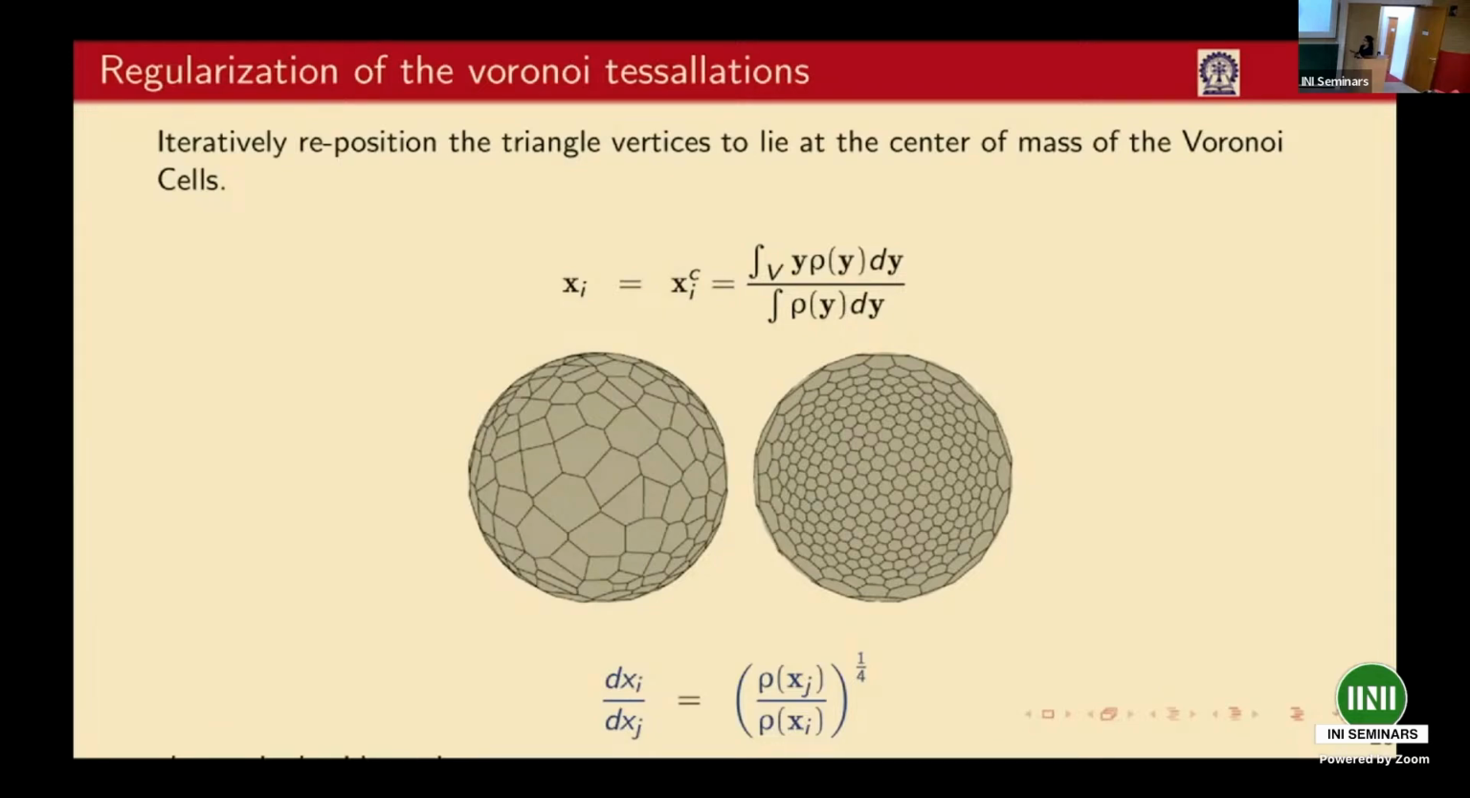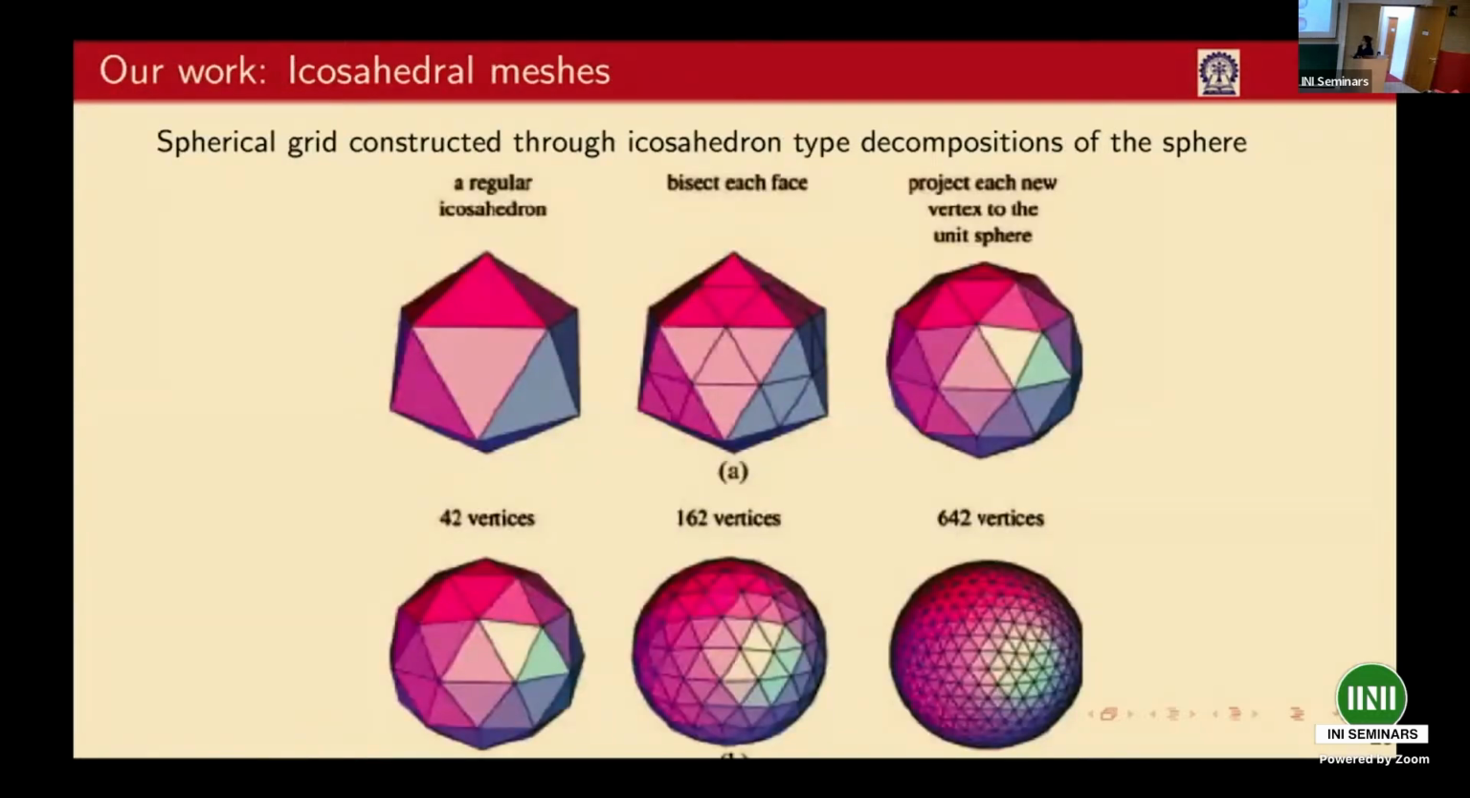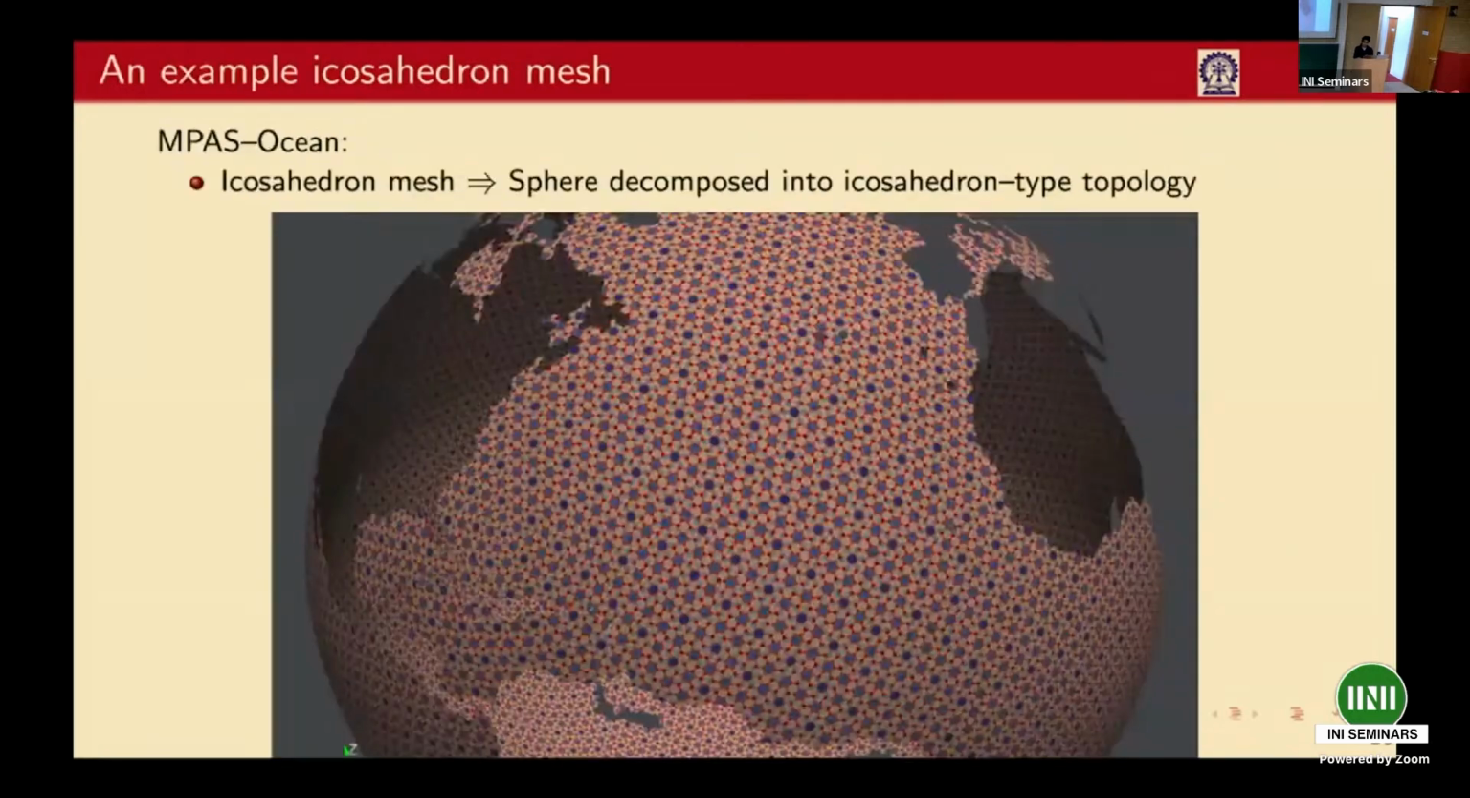Here the dx's are the grid spacing between two adjacent points and so on. So this gives a multi-resolution kind of approach. And so we worked with icosahedral meshes. An icosahedron is a 20-faced structure, and by several bisections, we obtained a triangular structure spanning the entire globe. So the grids are developed in this way. This is from our MPAS-Ocean simulation.